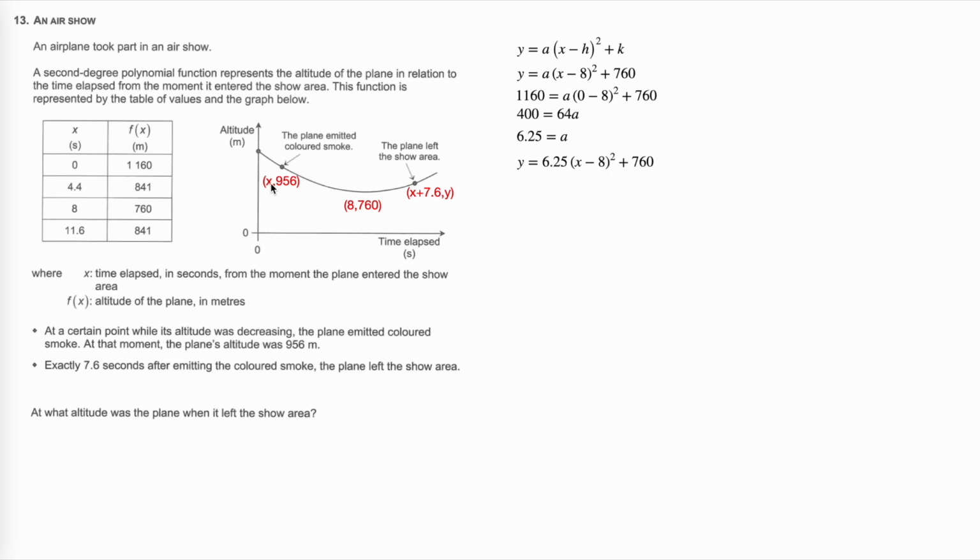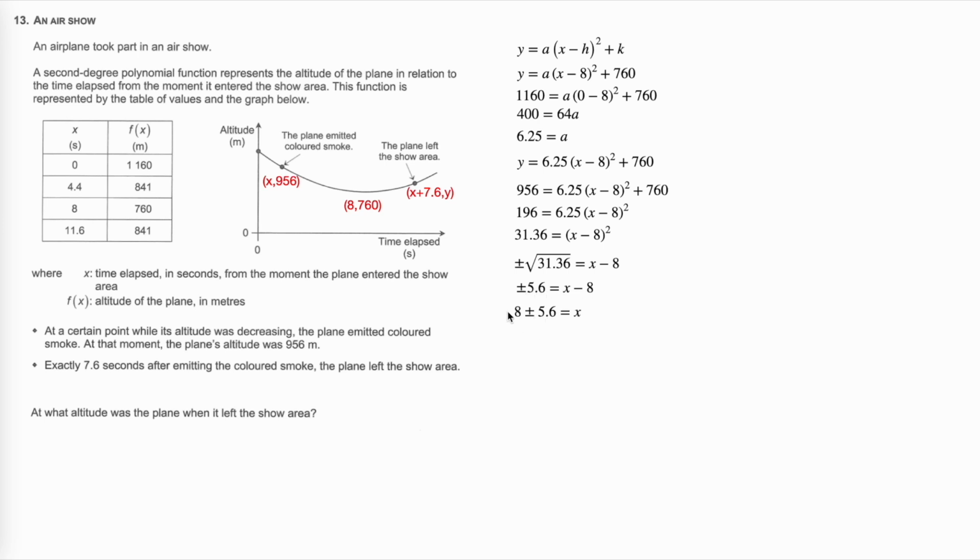Now I can figure out this x by plugging in the y is 956. 956 is equal to 6.25 times x minus 8 all squared plus 760. Subtract 760 from both sides. That gives us 196 is equal to 6.25 times x minus 8 all squared. Divide both sides by 6.25, and that gives me 31.36 is equal to x minus 8 all squared. I'm going to take the square root of both sides. That gives me plus or minus the square root of 31.36 is equal to x minus 8, which gives me plus or minus 5.6 is equal to x minus 8.